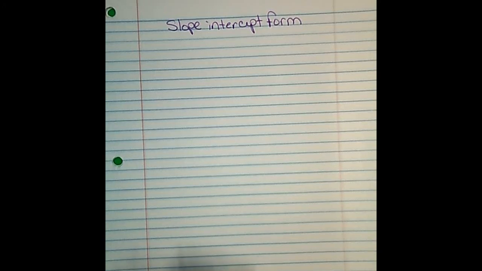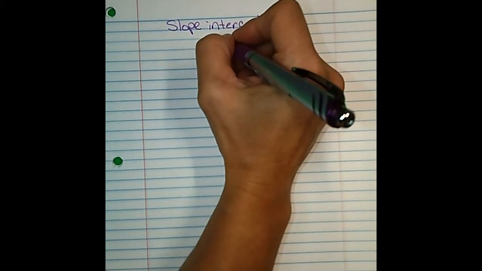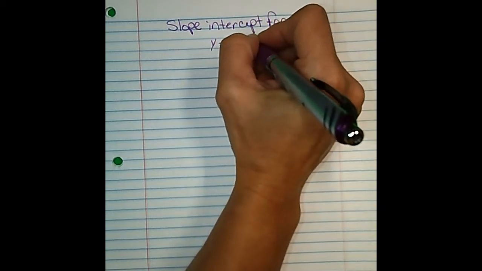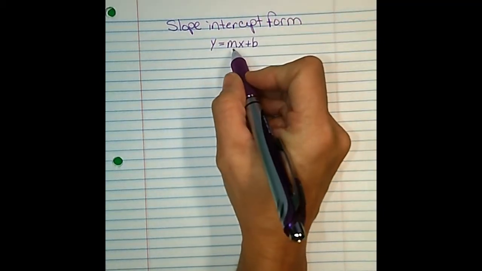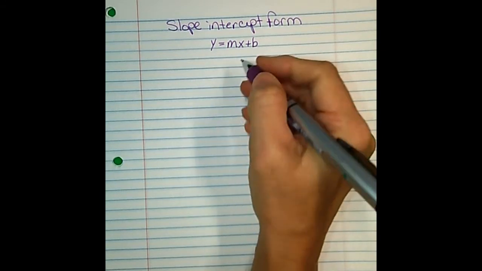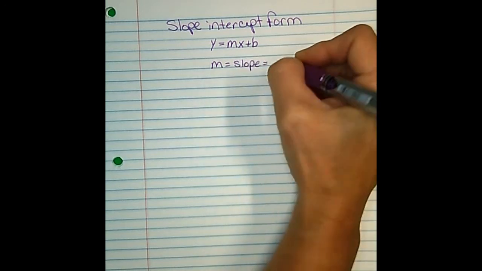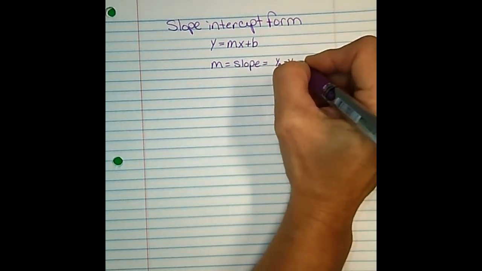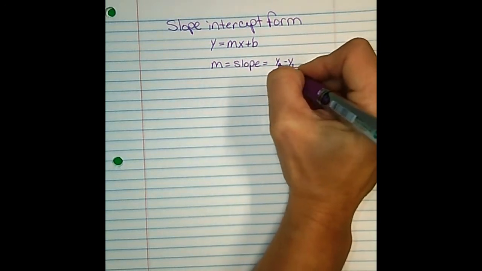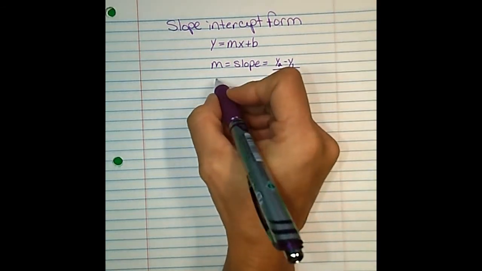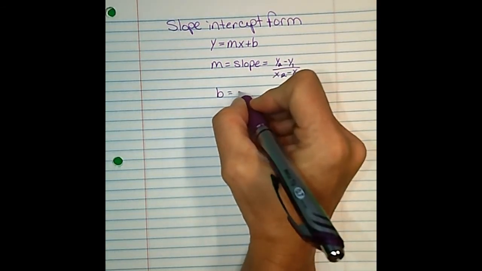Slope-intercept form is written as y is equal to mx plus b. And if you notice, m is lowercase and b is lowercase. M is my slope, which is the change in y divided by the change in x. B is my y-intercept.